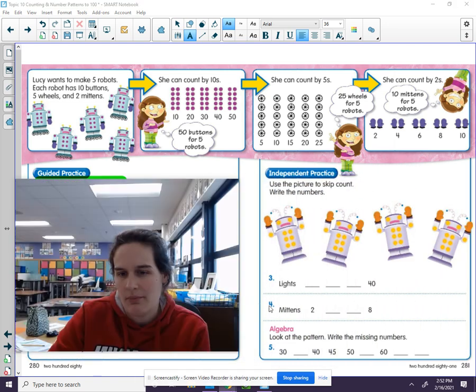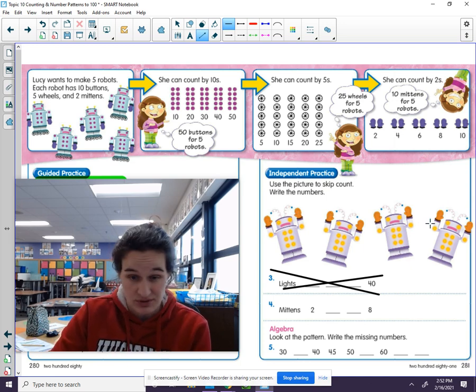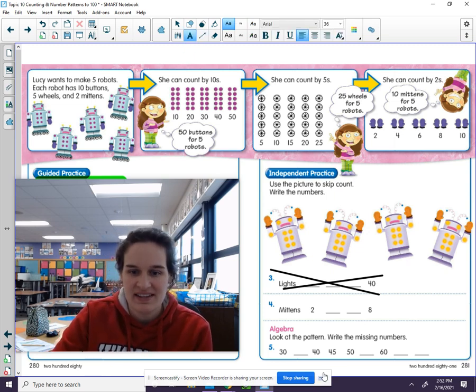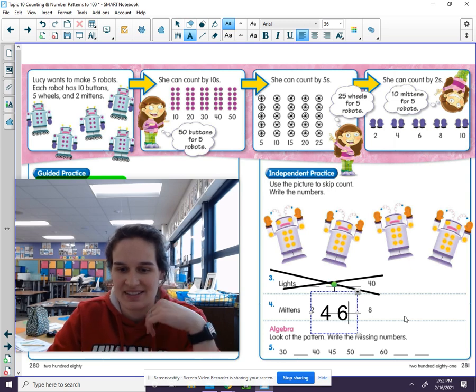Let's do one more. So let's do the one where the robots have mittens. Oh, okay, so we're going to figure out how many mittens these robots have. It tells us it starts with 2. You can see they each have 2, so let's count by 2s. 2, 4, 6, 8. That's it. So the numbers that are missing here are 4 and 6.